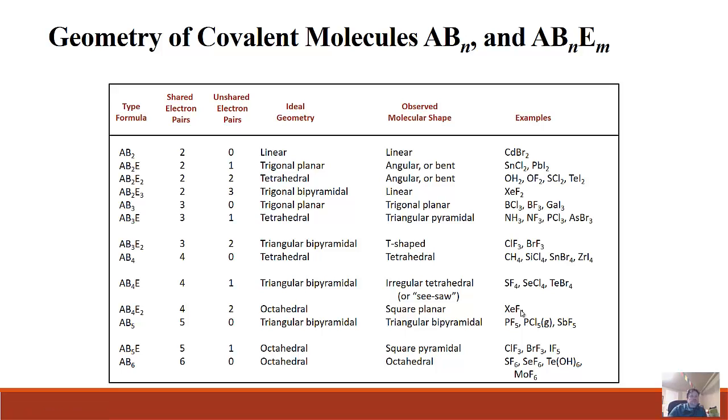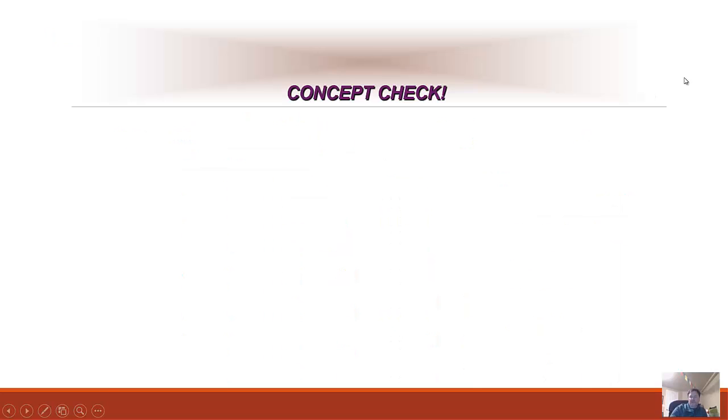And so here's one of the cheat sheets, guys. I'm going to give you something very similar to this, but what you'll look at is how many shared pairs of electrons, how many unshared. The ideal geometry means, well, what's our domain? It's based off of the number of domains we have. Now, our observed is the effect of these unshared pairs on it. So that's what we're looking at on this.